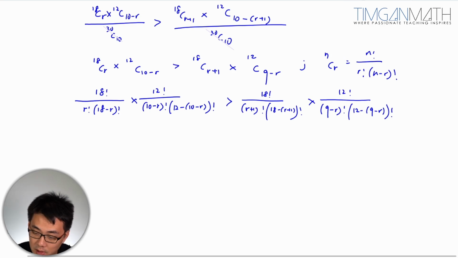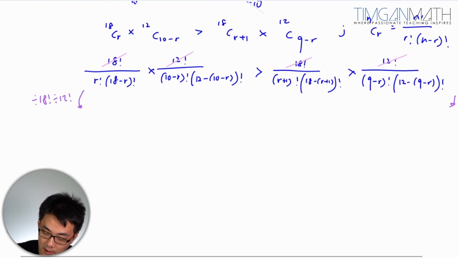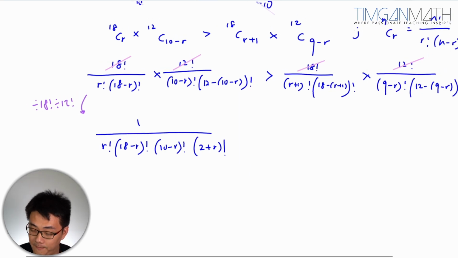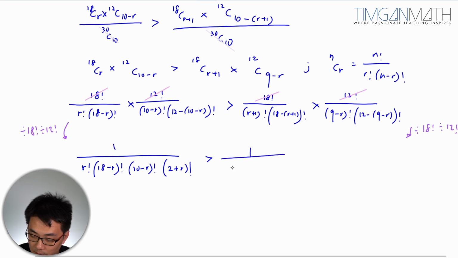Of course, I could just quickly cancel all this too. These are both positive, so divide by 18 factorial and divide by 12 factorial on both sides, and we'll cancel them out. Okay, and this will give us 1 over r factorial, (18 minus r) factorial, (10 minus r) factorial, and that will be (2 plus r) factorial. Alright, so it's quite promising because it looks like something which we would get. So this will be (r + 1) factorial, and that will be (17 minus r) factorial. And just write this down.